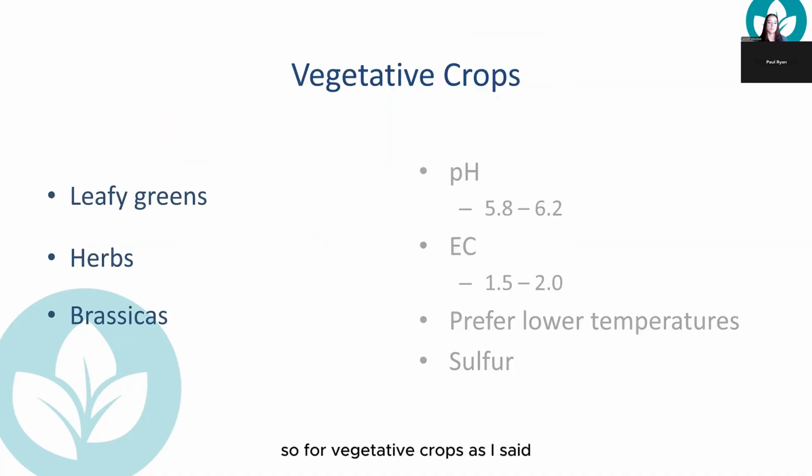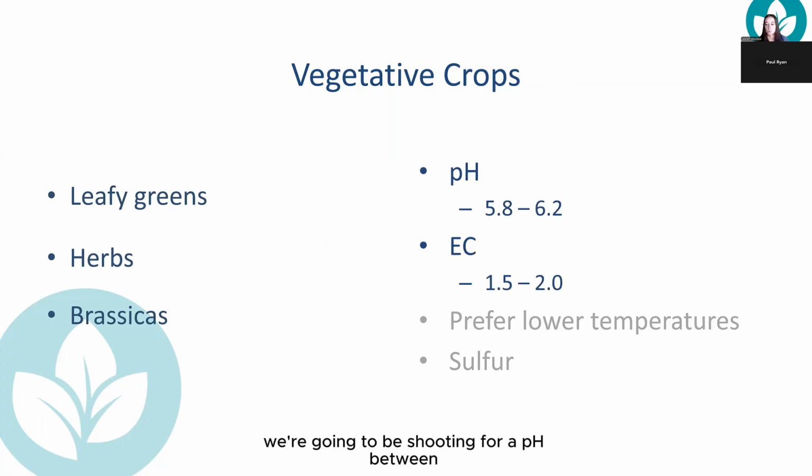So for vegetative crops, as I said, the main crops that you're looking at are going to be mostly leafy greens, some herbs, and then there is a big group within leafy greens, and that's the brassicas that we really want to focus on as they have some specific nutrient requirements. For most vegetative crops, we're going to be shooting for a pH between 5.8 and 6.2. This is where the nutrients are going to be the most soluble and the most available for your plants to be able to take them up.